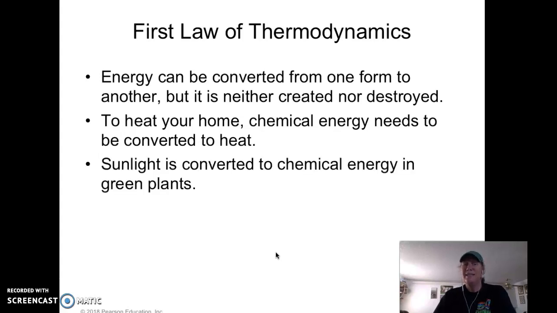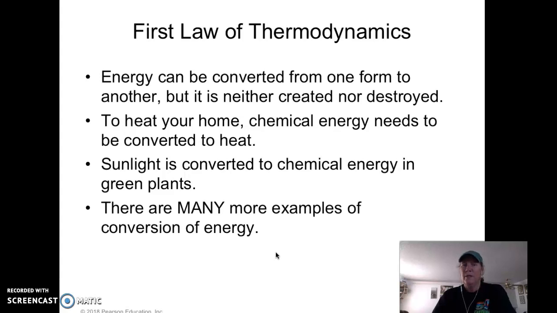Okay? Sunlight is a chemical energy that's converted, but we can't do that. We count on green plants to do that. So plants absorb the sunlight and convert it to chemical energy in the form of glucose, food that we eat. Okay, so there's all kinds of examples of conversion of energy. And again, it's converting it from one form to another. It's not creating it, it's not destroying it.